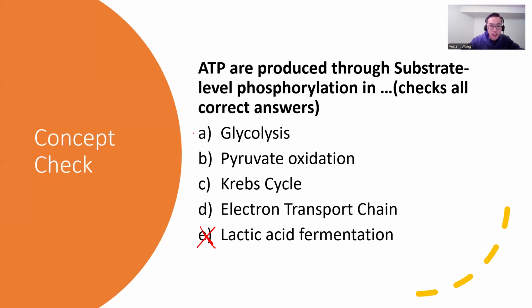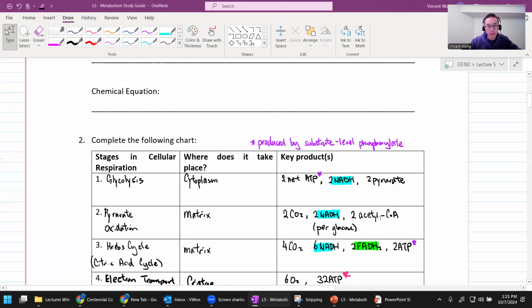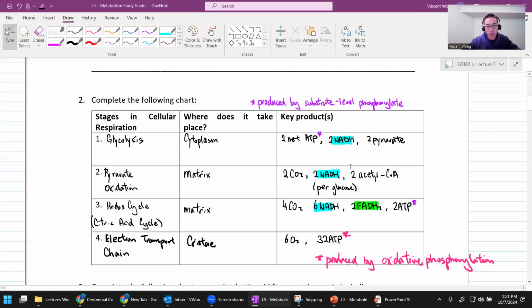Okay, so glycolysis is definitely the answer, and the Krebs cycle, right? Those are the only places where we will be producing ATP directly, using an enzyme to rip the phosphate off the donor and transfer it onto ADP. So only glycolysis and Krebs cycle. In fact, we wrote it down here, right? Only 2 purple stars, and those are produced by substrate level phosphorylation.